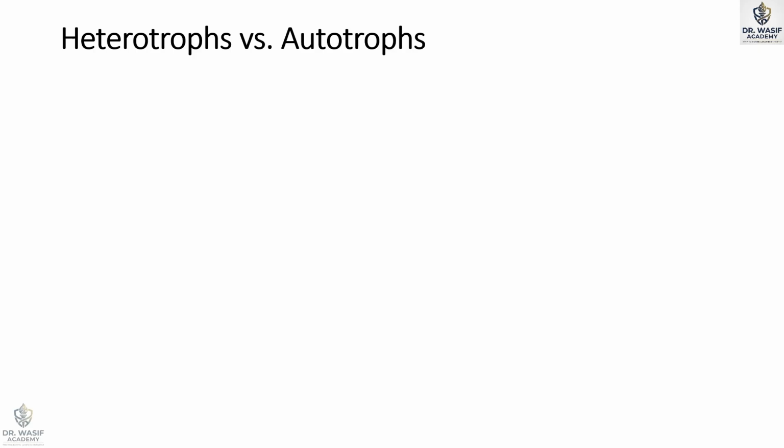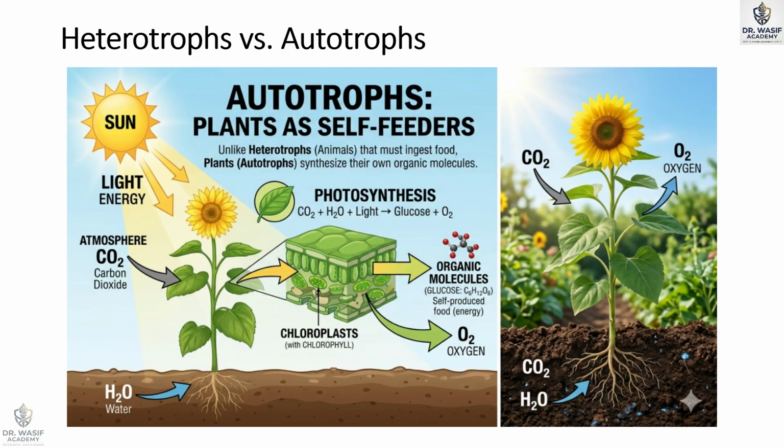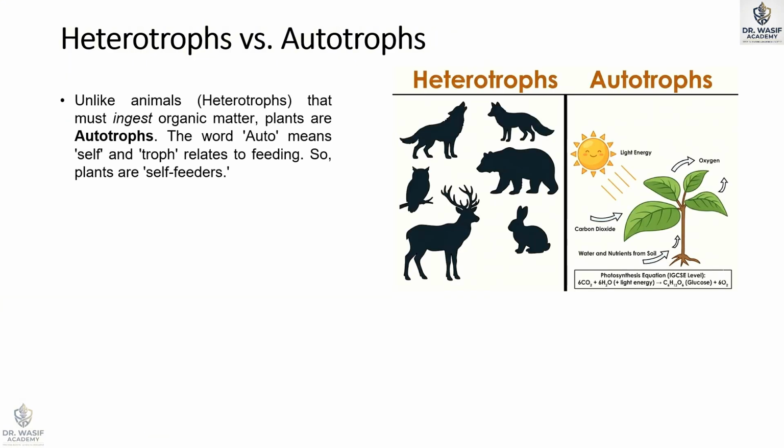Now, let's look at a very important classification, that is heterotrophs versus autotrophs. Definitely, you have already studied this difference, but here is a brief definition. Animals like us are heterotrophs. We have to eat or ingest organic matter to get our energy.